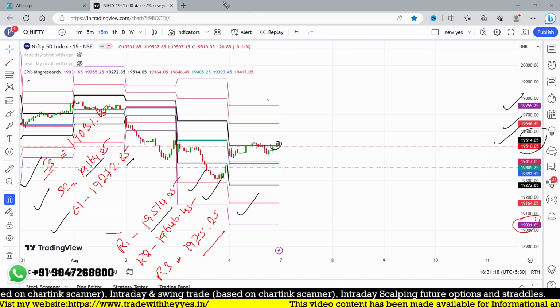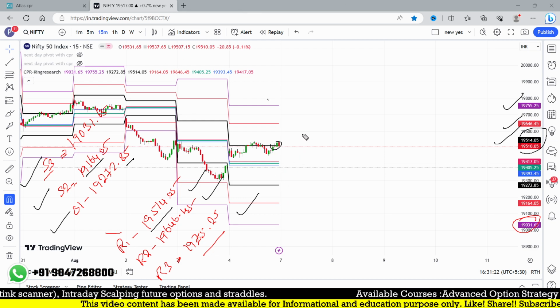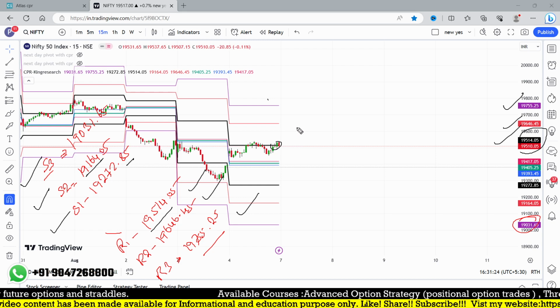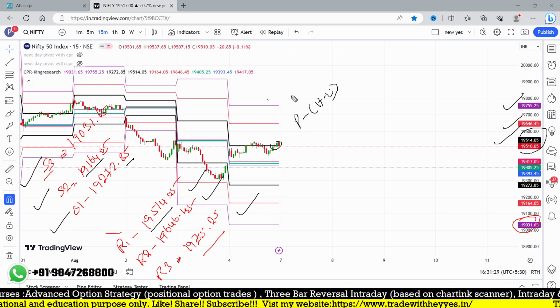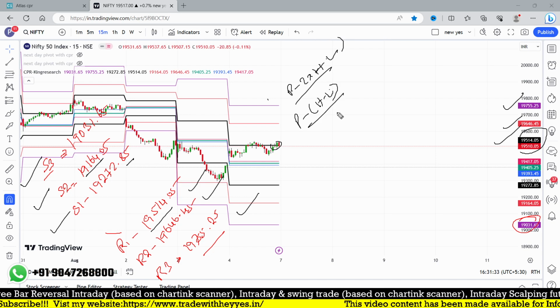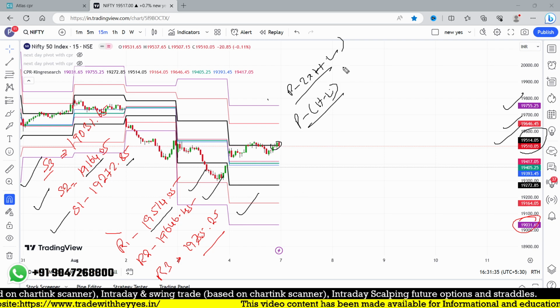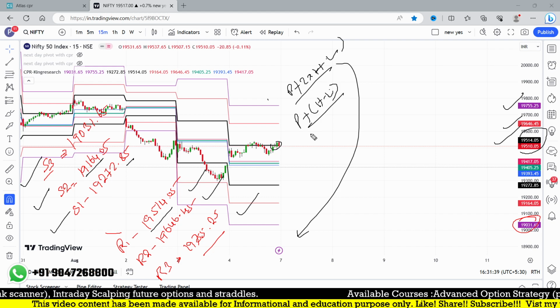The formula for this, if you want to create it, so we can use for support around the two pivots we already discussed. For the support two level, it is pivot minus (high minus low), and support 3 is pivot minus 2 into (high minus low). That's the formula. This is for support. The resistance level is different, so here we have to add a plus.